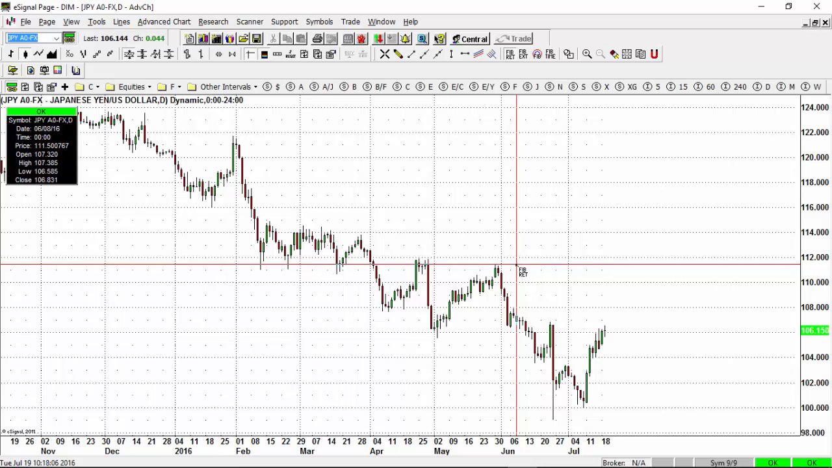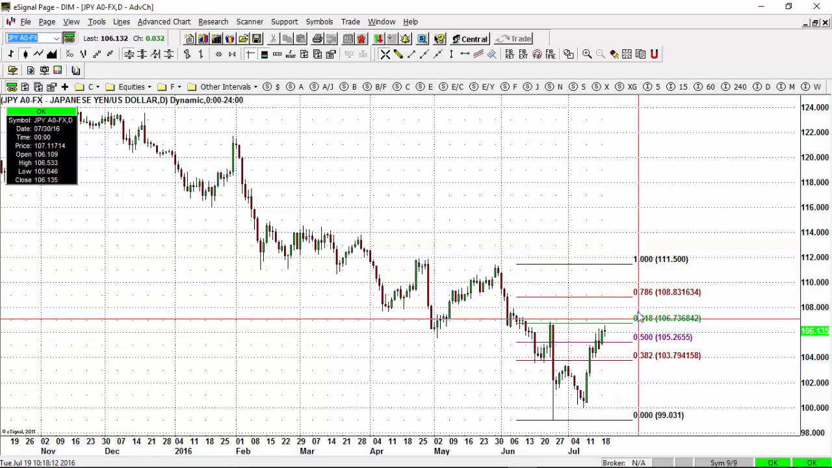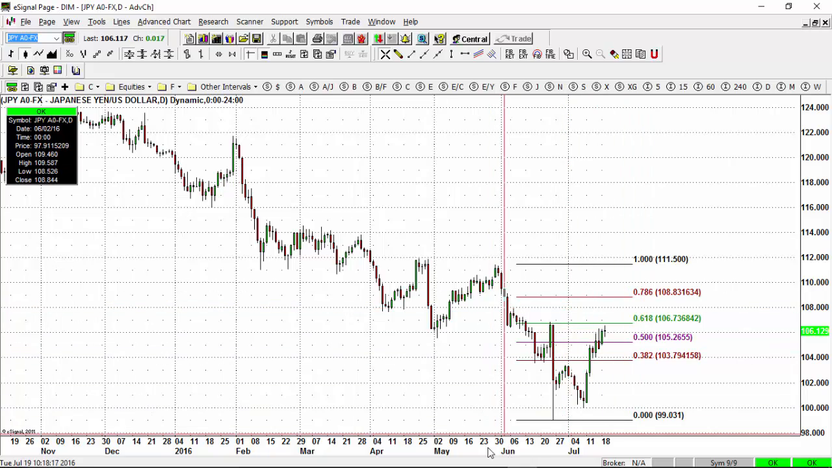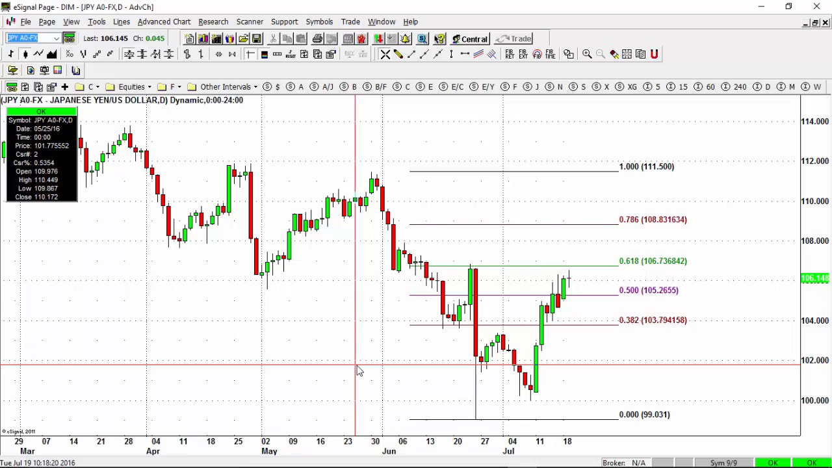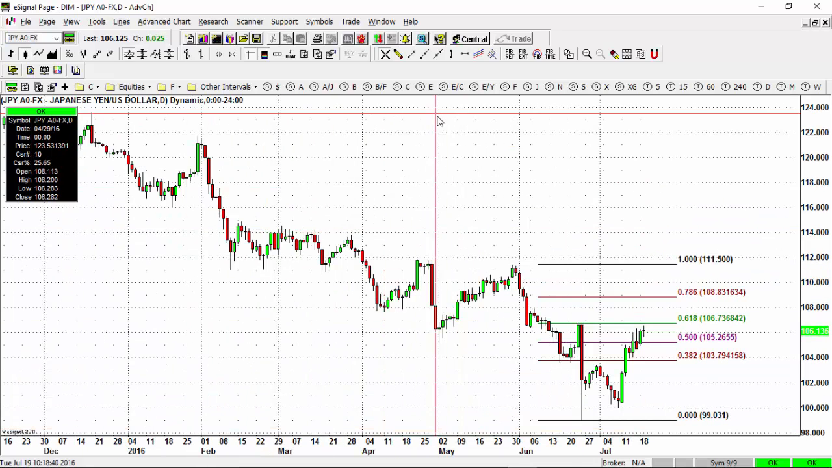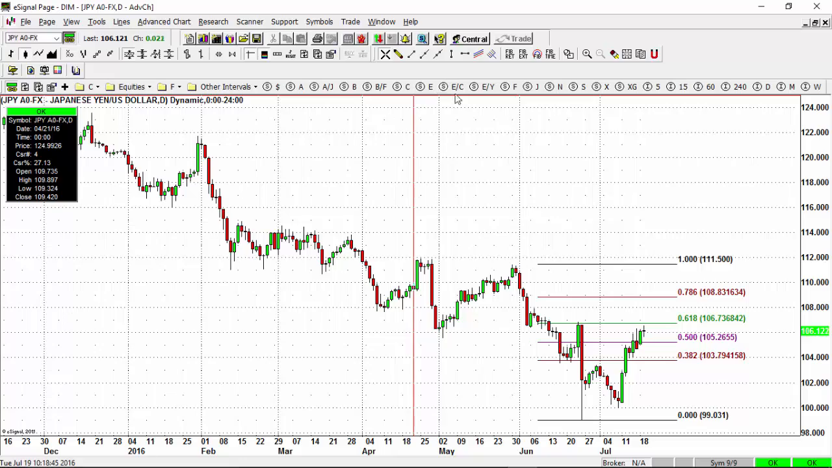Doing a Fibonacci retracement study, we see that we're coming up to the 61.8 retracement level, and 106.73 is the 61.8 retracement level. Also, this 106.73 region is where we had resistance just before the Brexit vote. This was the candle for the Brexit vote. Moved down, and we're trading just shy of that level currently with the US dollar, Japanese yen. But the trend in this market still remains down. And if I was a swing trader, I would be looking for sell opportunities in this market.